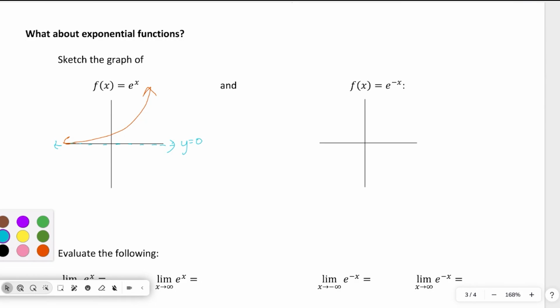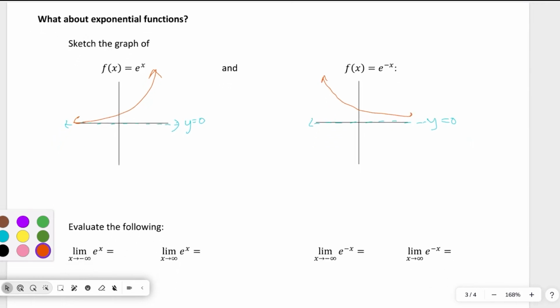Now if I have e to the negative x, same thing basically, it just flips it. Still going to have the same horizontal asymptote, but that horizontal asymptote is only going to define the end behavior on one side of the function. In this case, the right-hand side. It's like an exponential decay kind of graph.